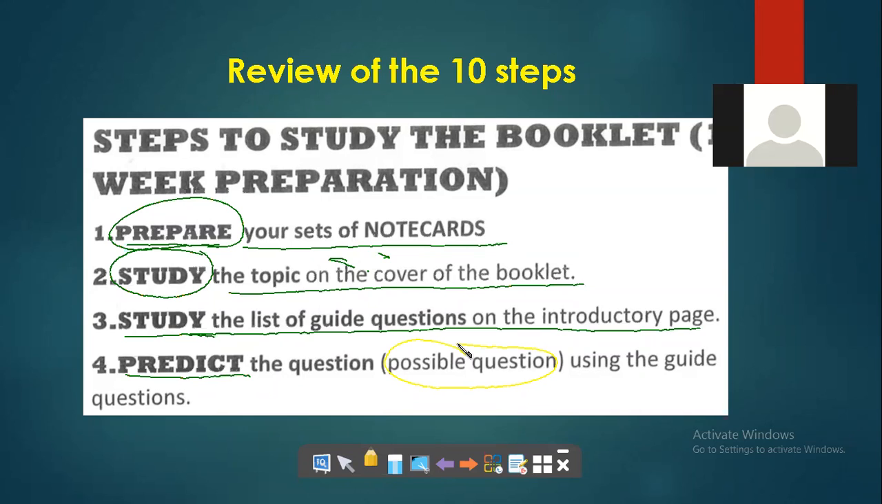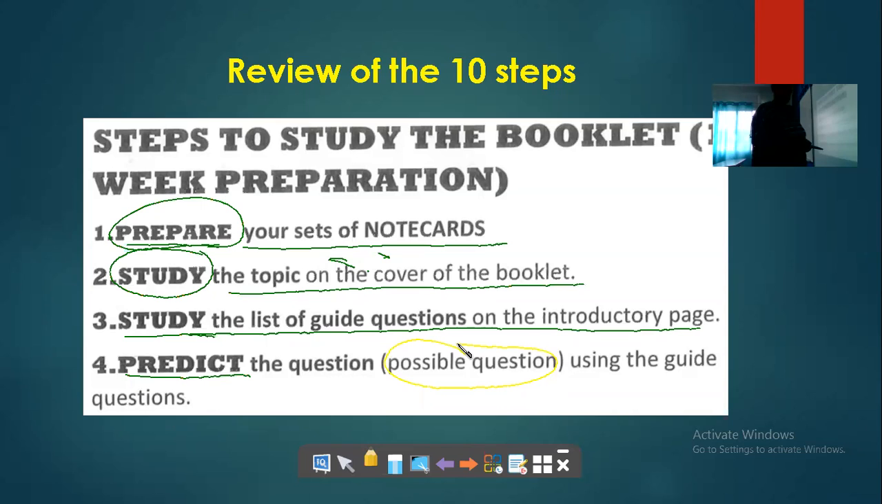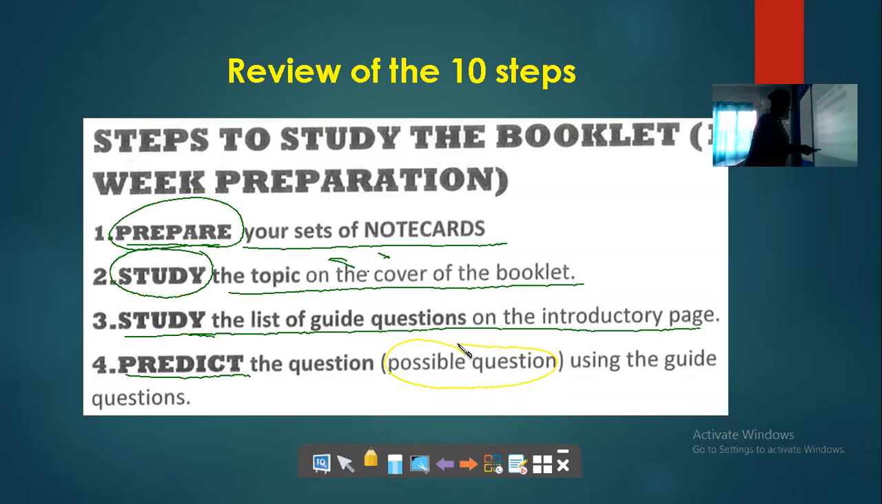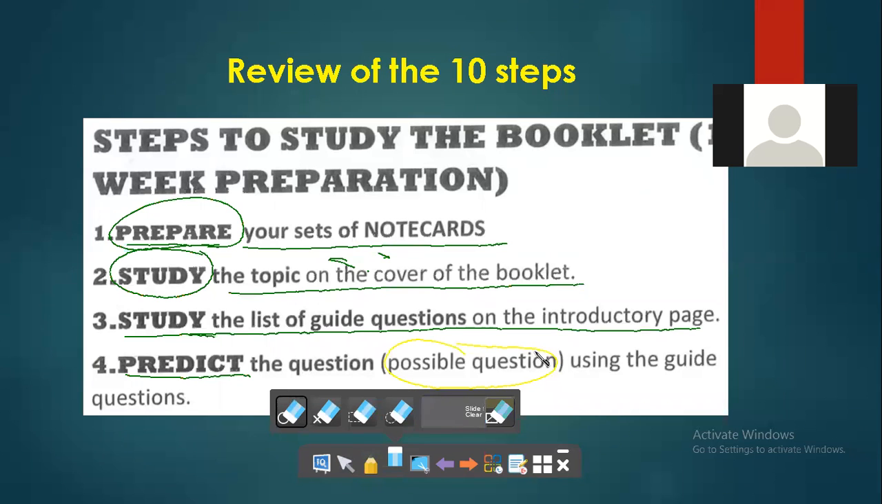I'm asking, can you hear me? Because it could be the question. The word possible, the word could, is already possible. So you don't say could be a possible question. It could be the question, all right? Go to the next.